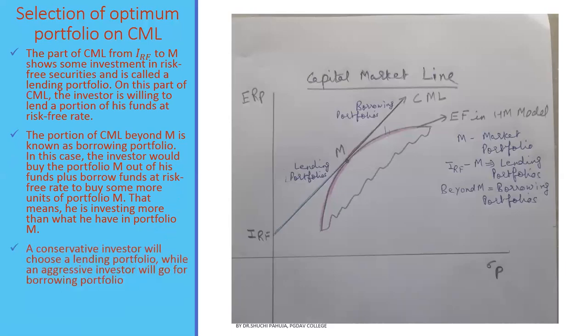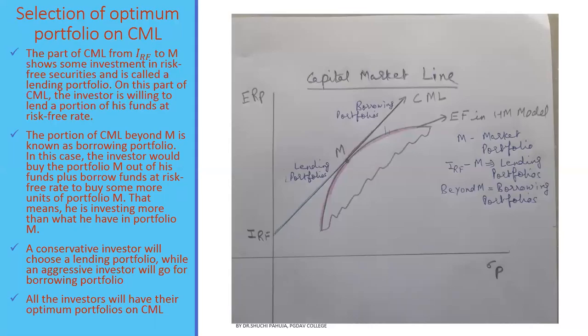A conservative investor will choose a lending portfolio, while an aggressive investor will go for borrowing portfolio. But all the investors will have their optimum portfolios on CML itself, right? So in this situation, this CML represents efficient portfolios as well as optimum portfolios. They will lie on CML depending upon risk return preference of the investor.